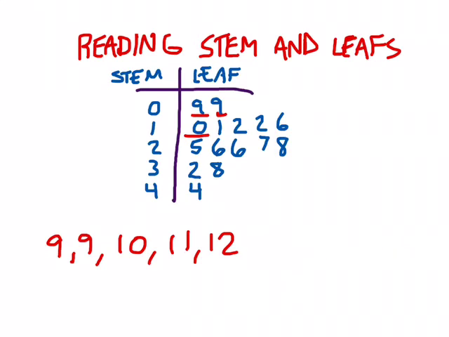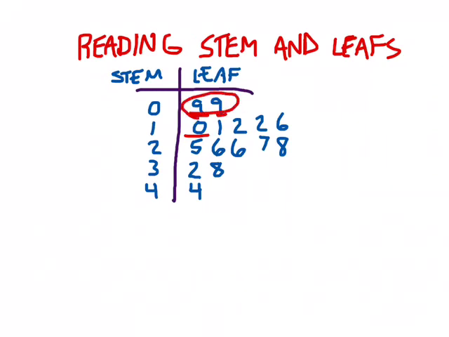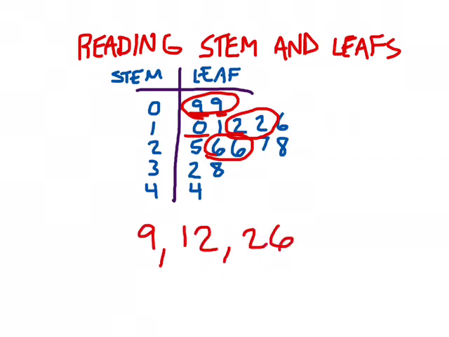The other thing you could do, if you needed to, is that you could very easily figure out the mode of the data. You just look for what number in what row repeats most often. In this case, I can see I've got 2 of these 9s, 2 of these 2s, and 2 of these 6s. A common mistake would be to say that the mode was 2, 6, and 9. In fact, the mode is 9, 12, and 26.